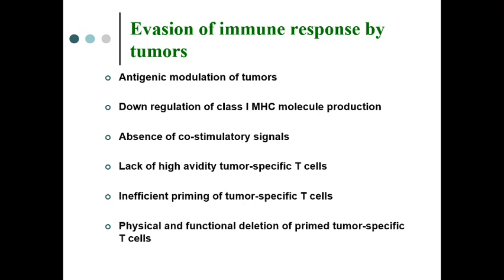Absence of co-stimulatory signals. Here, tumors secrete certain proteins which are inhibitory to co-stimulatory signals of the antigen presenting cells, especially the expression of B7.1 and B7.2 as co-stimulatory signals will fail to express, and without the co-stimulatory signals it is difficult for the antigen presenting cells to present the antigens to the immune cells.